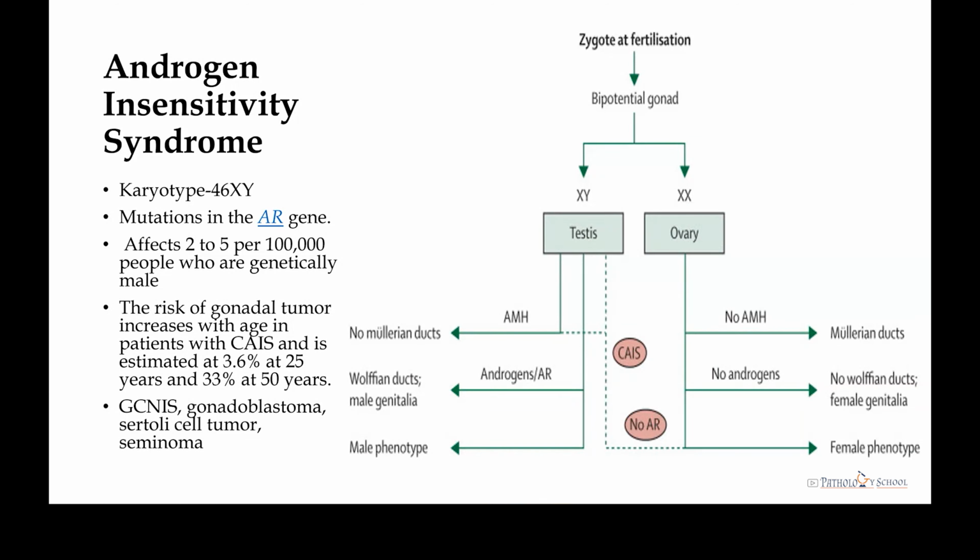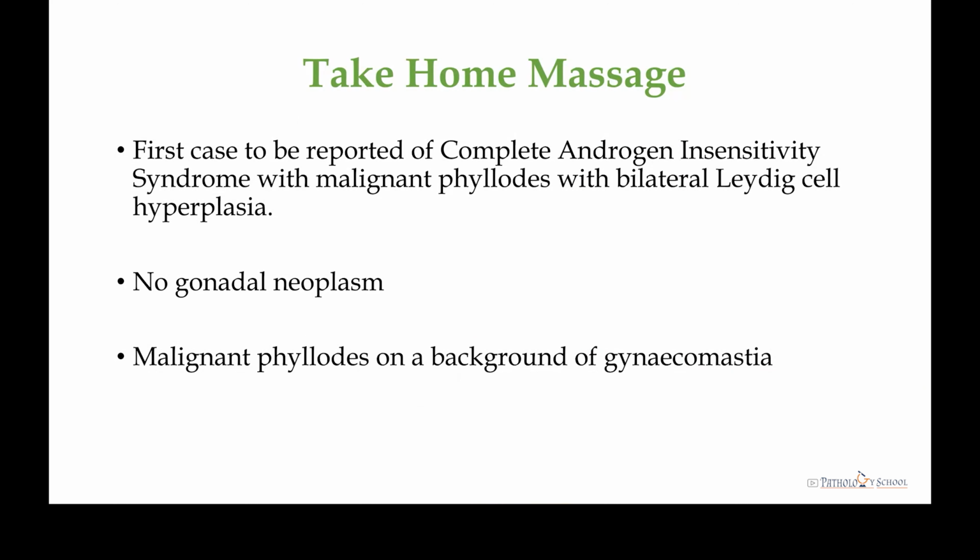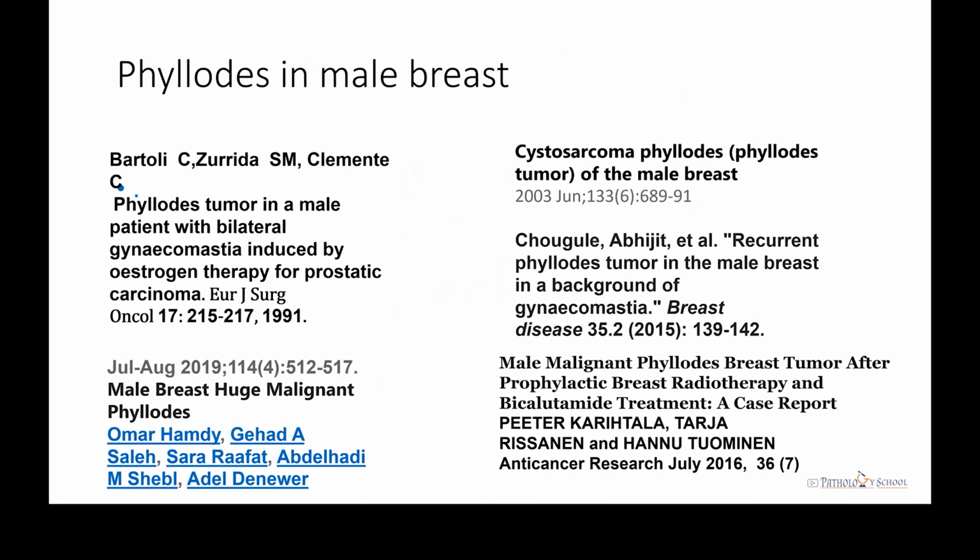In our case, this is the first case to be reported of complete androgen insensitivity syndrome with malignant phyllodes with bilateral Leydig cell hyperplasia. As the literature says, gonadal neoplasms have been observed in these patients. In fact, this is the first case at this age, presenting at 66 years with this syndrome, who was not diagnosed earlier or probably had not undergone any investigations. And the patient has developed malignant phyllodes on the background of gynecomastia. Thank you. These are some of the references.